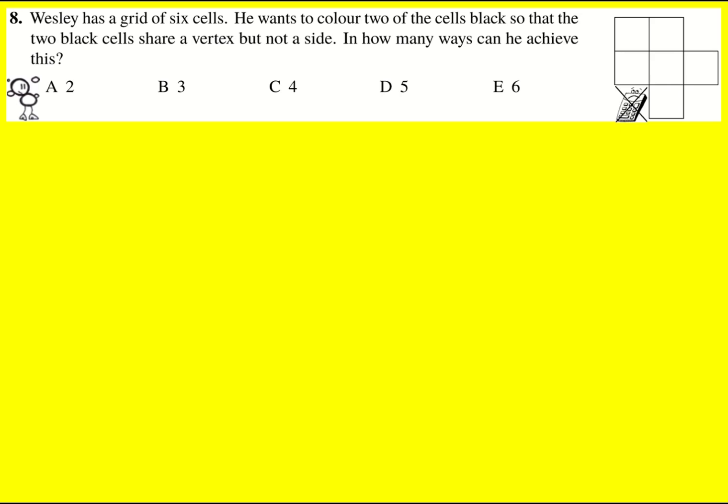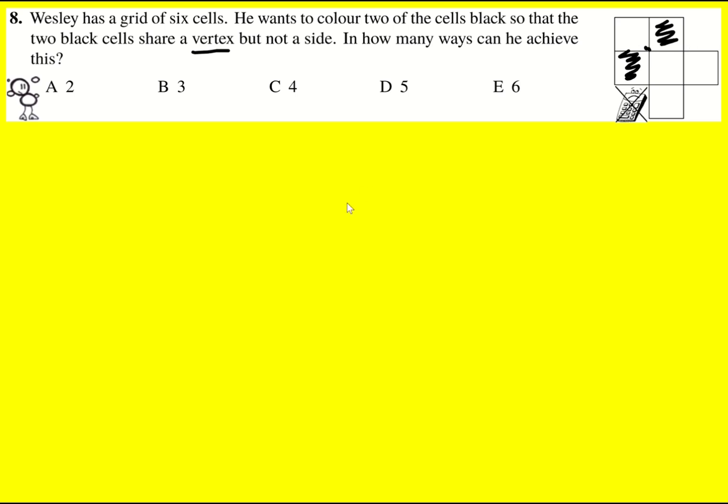Got this grid. We want to color two of the cells black so that the two black cells share a vertex. That is another name for corner. So they share like a corner here, but not a side. So we can't shade two next to each other, for example. So they share a vertex as well, but they also share a side. So that's not allowed, whereas something like this would be allowed.